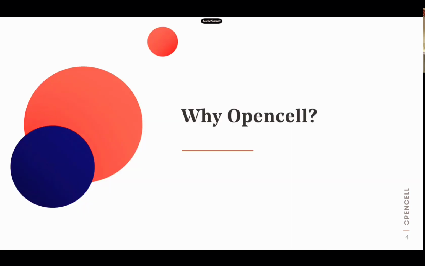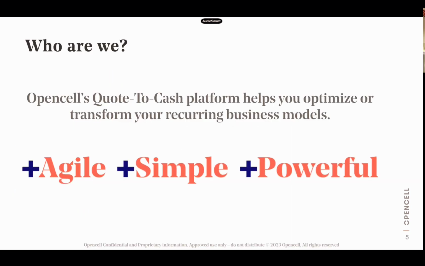Introduction to Opencell. Why Opencell? The Opencell mission, let's say it simply, is a quote to cash platform. Quote to cash means I sell, so I do a quote to my customer, I process the order, make it a subscription, invoice, get the payment, get late payment, and so on. That's what we call quote to cash. And we help you optimize or transform your recurring business model.